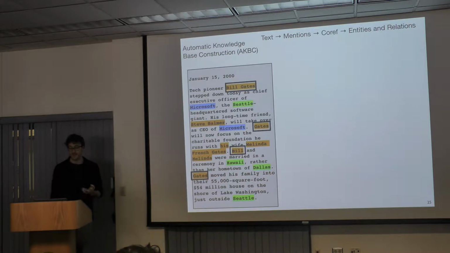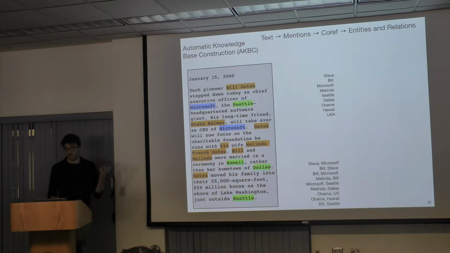And next, we're going to link together mentions that are referring to the same entity. So here there are 4 mentions, and they're all referring to a single entity, which is Bill Gates. And we could do this over our whole corpus and collect all of the entities we found, as well as all the co-occurring pairs of entities.